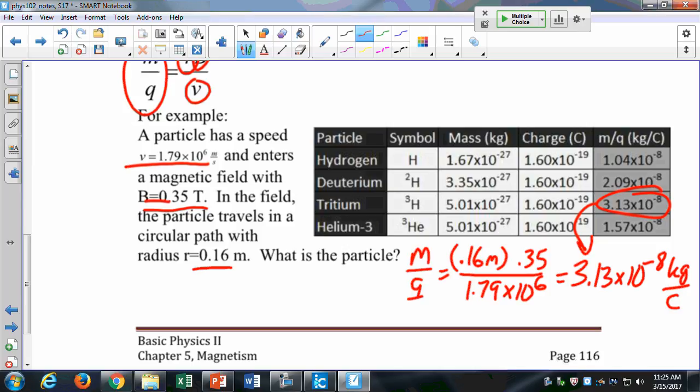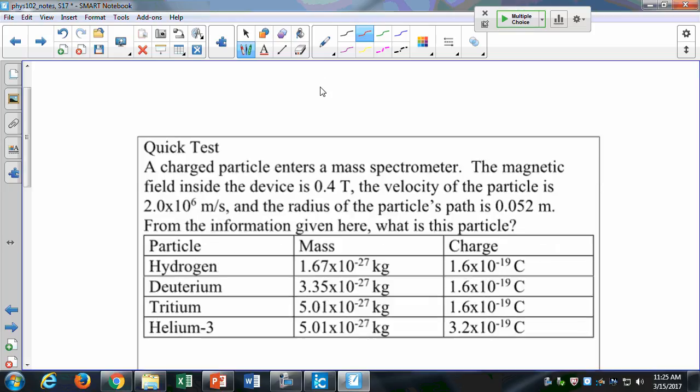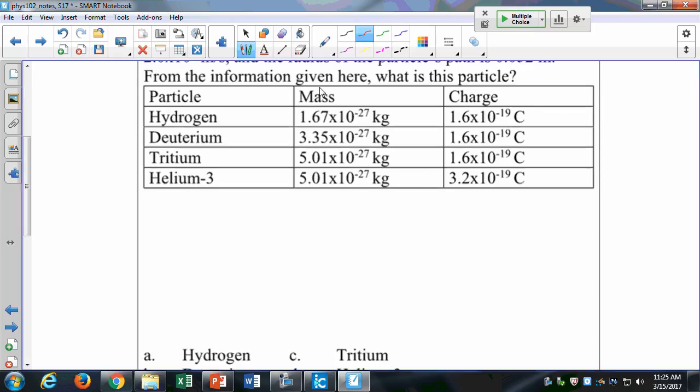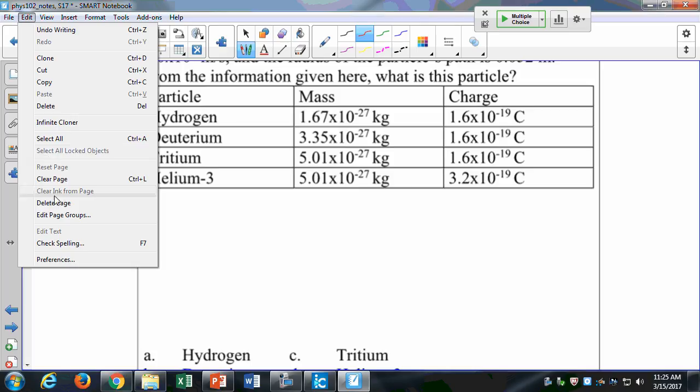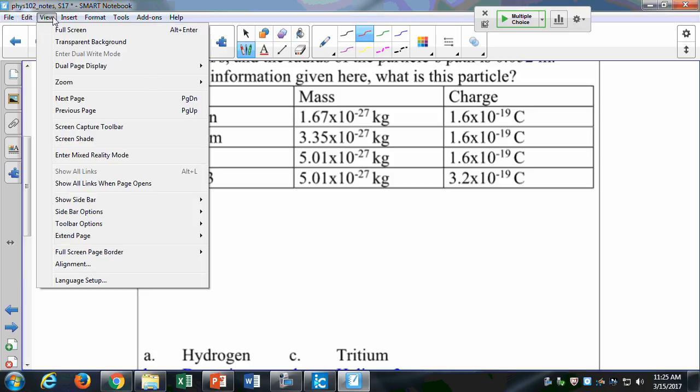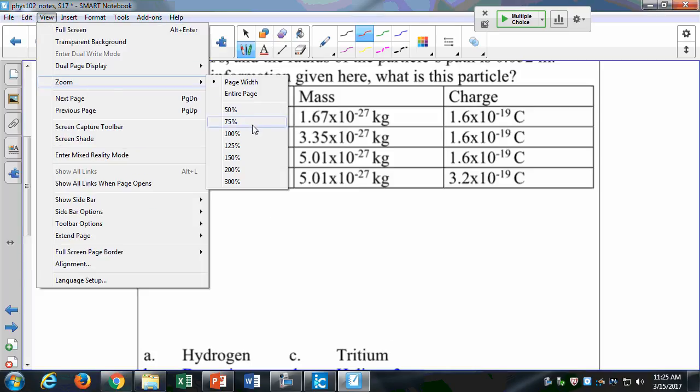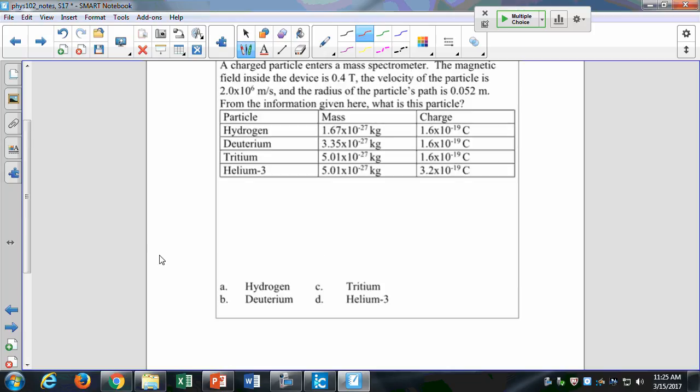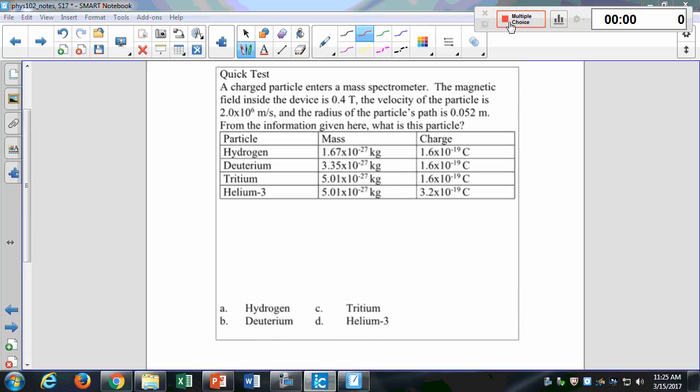I would expect a problem similar to this. We'll do one to practice. I think there's one on the next page. Yeah, I would expect one similar to this. I want you to know how a mass spectrometer works, and also how to determine the mass to charge ratio. So let's try this one. It's a quick test. What is the particle in this case?